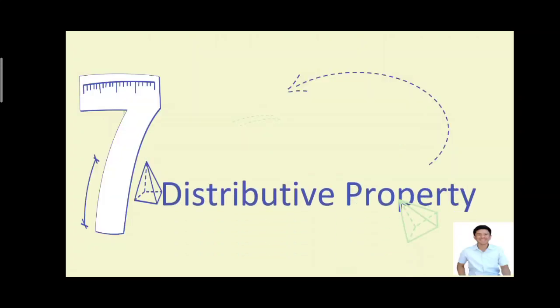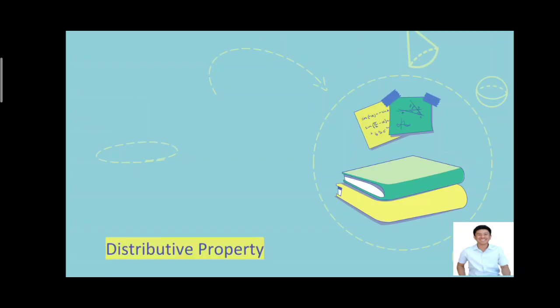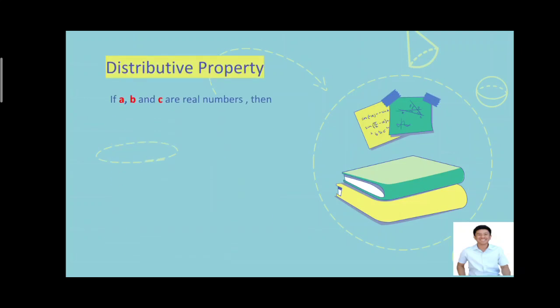Number 7, distributive property. So, sa distributive property, ito yung sinasabi niya. If A, B, and C are real numbers, then A plus B times C is equal lang siya sa may A times C plus B times C. So, another. C multiplied by A plus B, is equal lang siya sa may C times A plus C times B. So, equal lang daw yan dalawang yan dito sa distributive property.